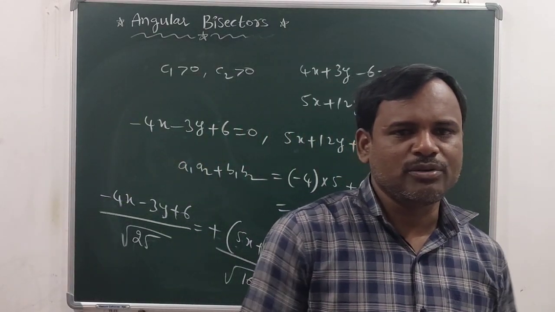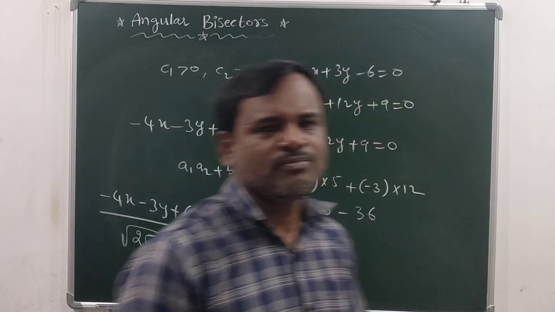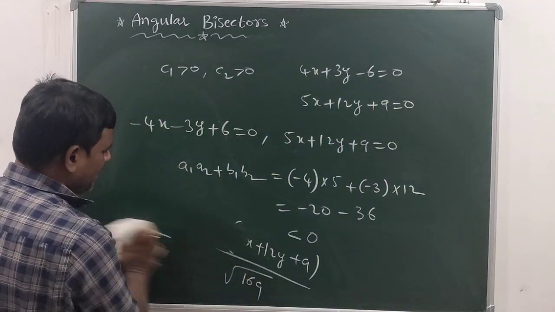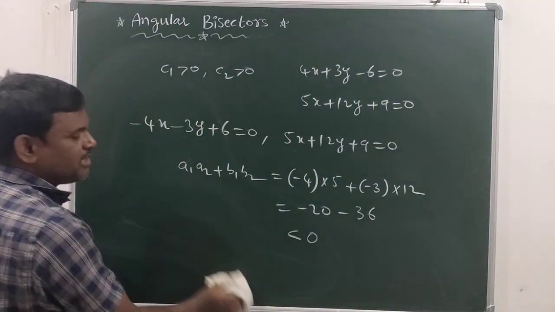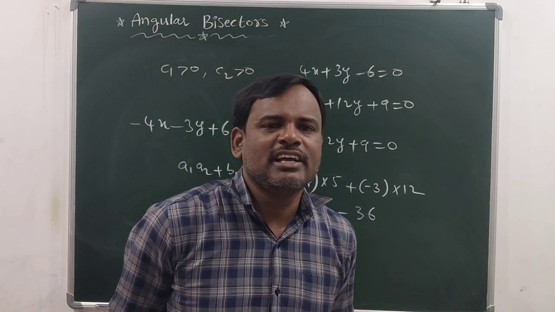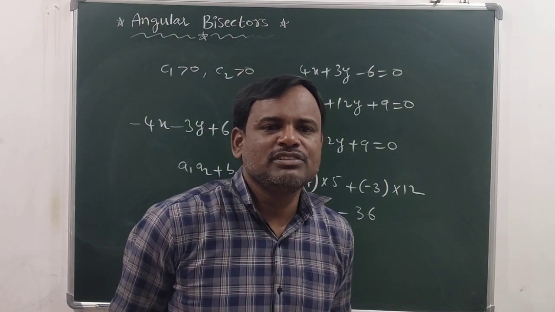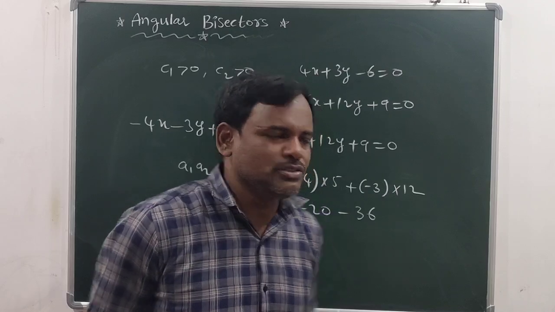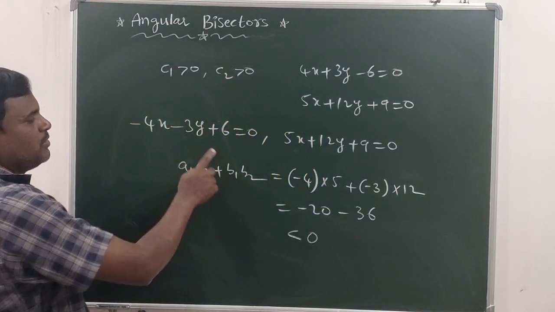We have answered the second question. What is the third question? Find the angular bisector in which the origin is lying. Origin is lying means what did I say? I said to make C1, C2 positive. I made C1, C2 positive.